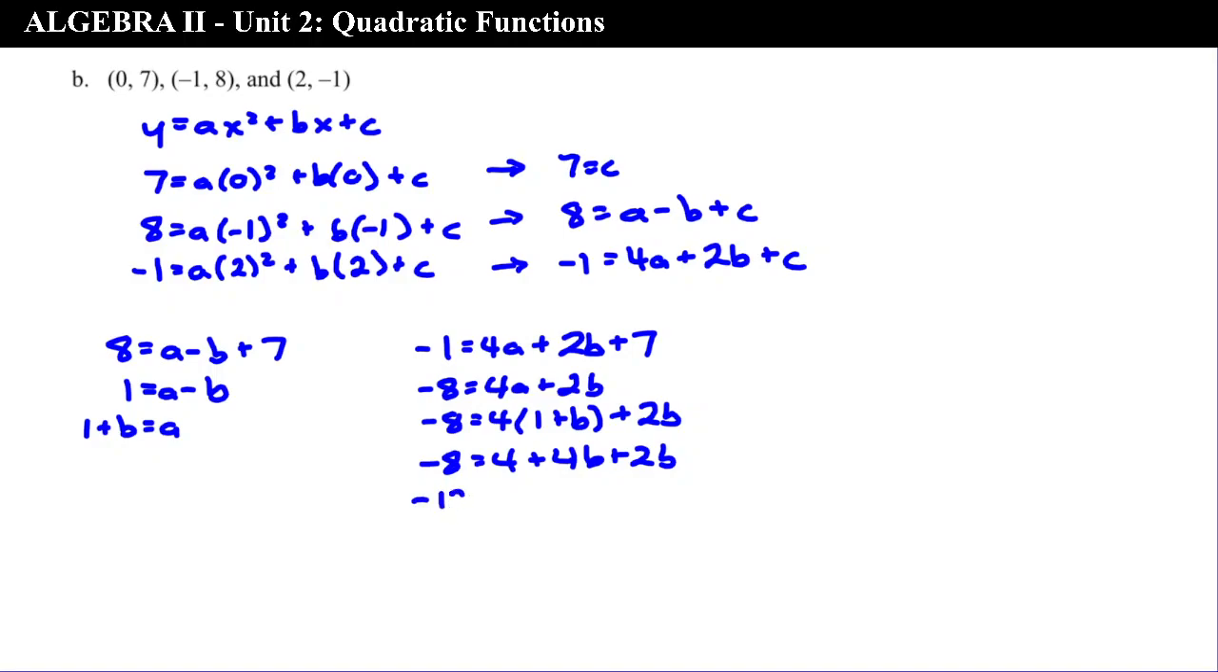Subtract 4 from each side, you get negative 12 equals, and then combine our b's, so we have 6b. Divide by 6, you get negative 2 equals b. Substitute that in for your b up here. 1 minus 2 is a, so negative 1 equals a. So now we can write our quadratic equation in standard form. Y equals negative x squared minus 2x plus 7.